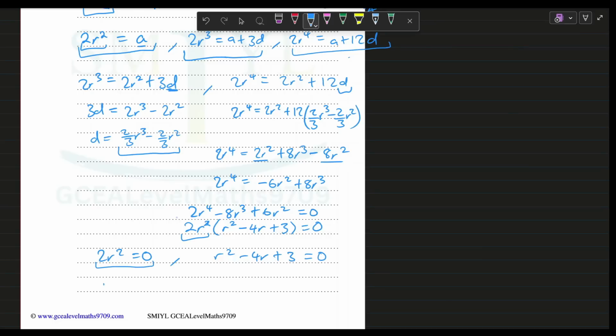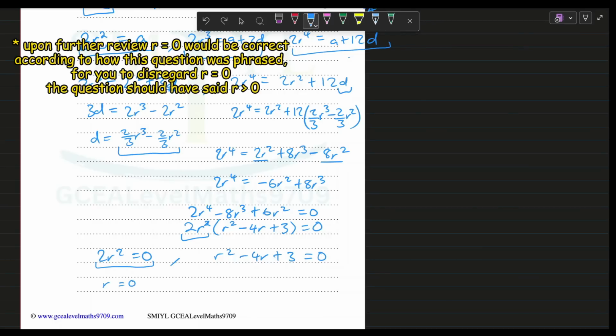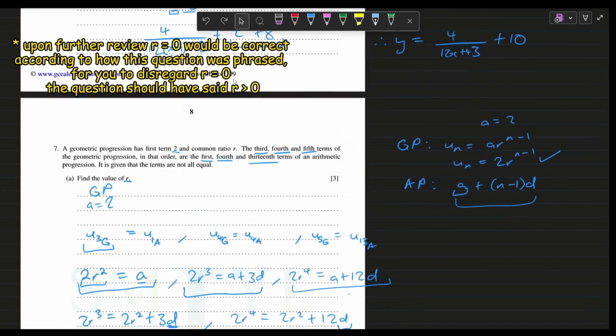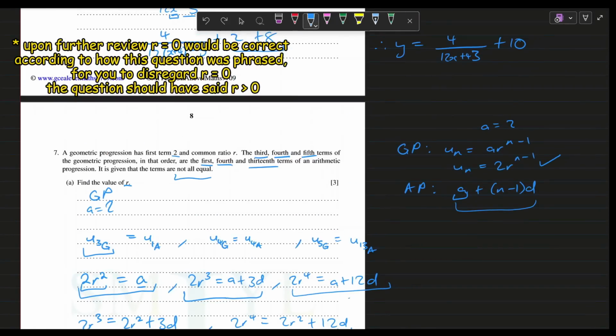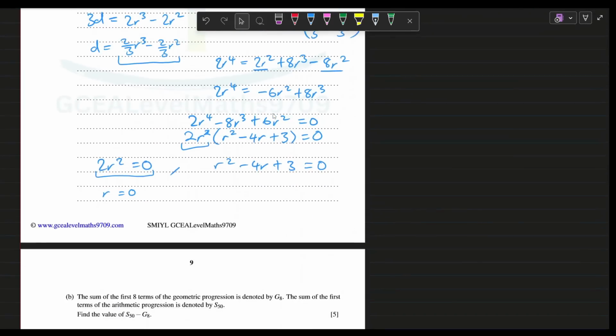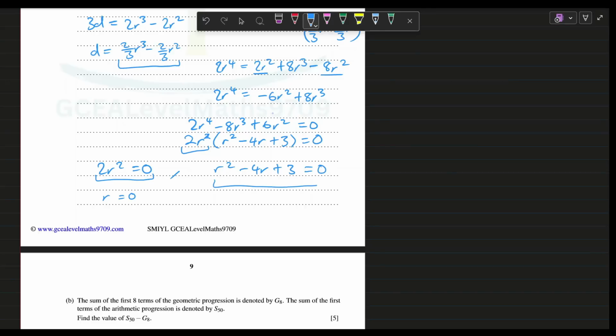So this here would mean that r is 0. If r is 0, it will just mean that all your terms are going to end up being equal, and we've been told that our terms are not all equal. And so we can discard r is equal to 0, so it means our r must come from this equation here. So r squared minus 4r plus 3 is equal to 0. Let's solve that. We can factorize it as r minus 3, r minus 1 is equal to 0. So I get either r is 3 or r is 1.